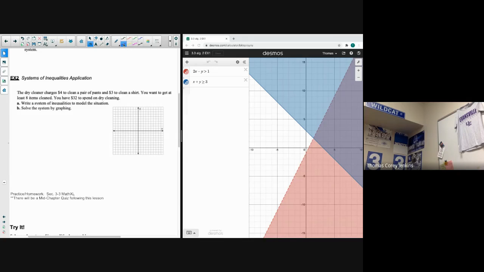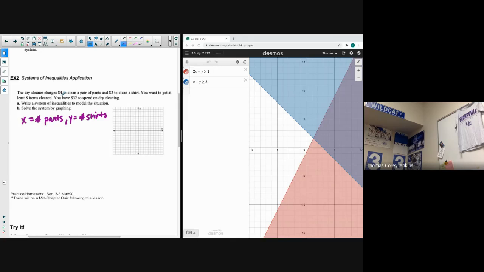So on a problem like this, you have to define both of your variables. So we have X pairs of pants and Y shirts, or you could do vice versa there. We'll just let X equal number of pants. So Y would be number of shirts. I think on my notes, I did the opposite. This is just to show you that it doesn't matter which one you choose. Based on the way I've set it up here, our inequalities would look like this.